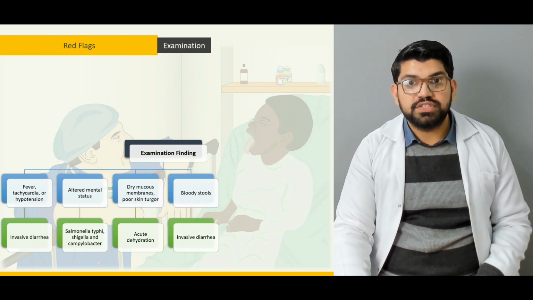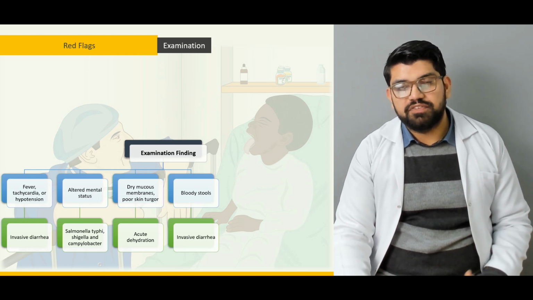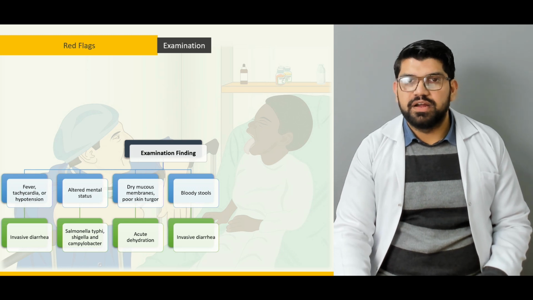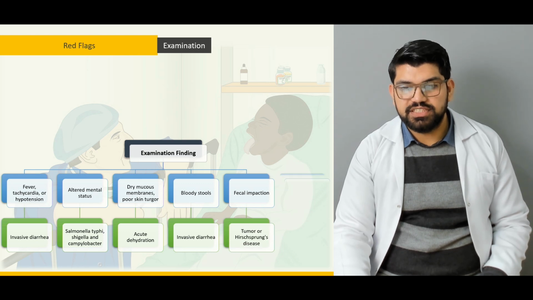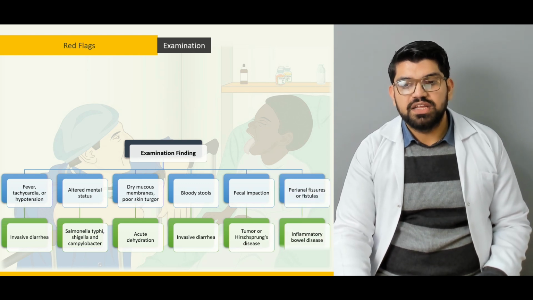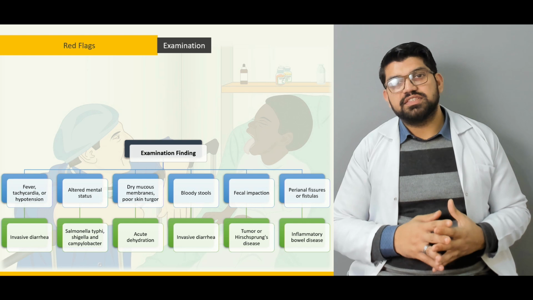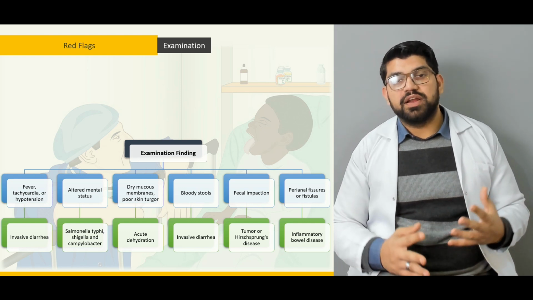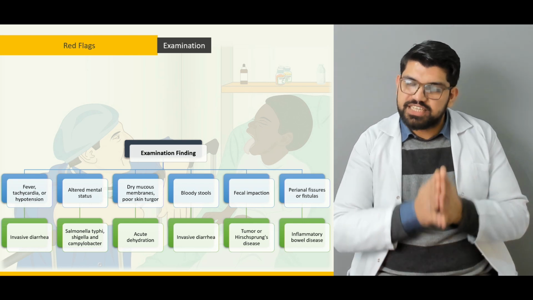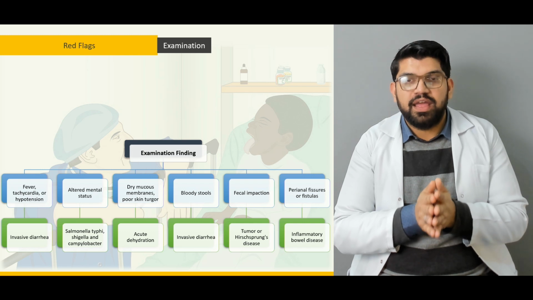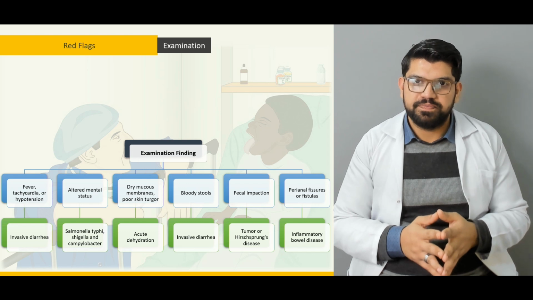Bloody stools, invasive diarrhea. Inflammatory diarrhea is commonly bloody, but non-inflammatory diarrhea is mostly without blood or pus in the loose stools. Fecal impaction, tumor or hair-spreading disease, perianal fissures or fistula, think of inflammatory bowel disease. So these red flags should be in your mind while taking a history or treating a patient in the ED, because this will determine if the patient is good to go home or needs further treatment or in-hospital treatment.